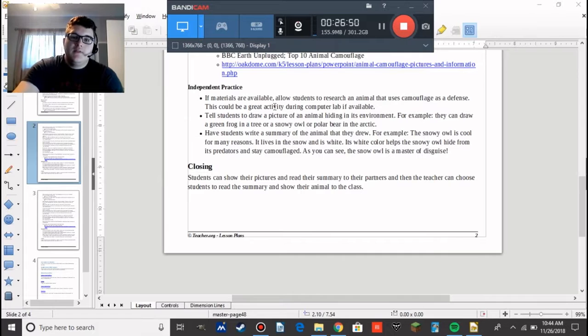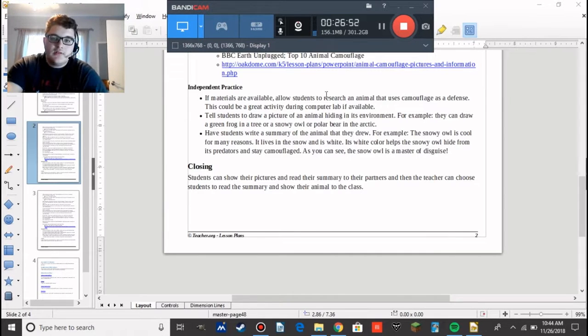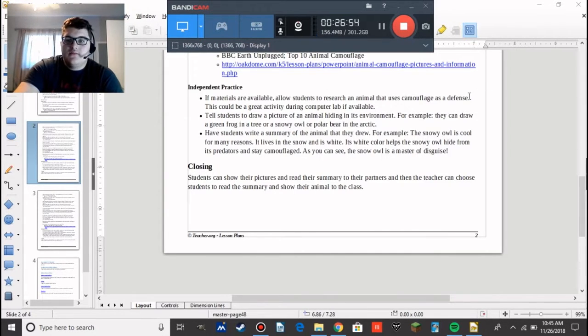Independent practice. If materials are available, allow students to research an animal that uses camouflage as defense. This would be good if you have computers. It would take a bit of time out of your day, and I think it would put you over your 30-minute limit.